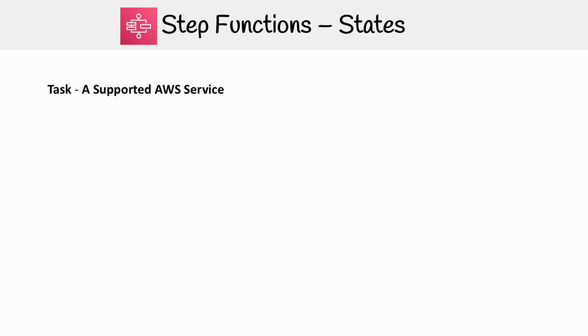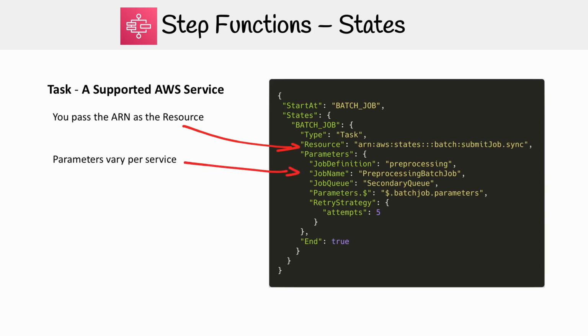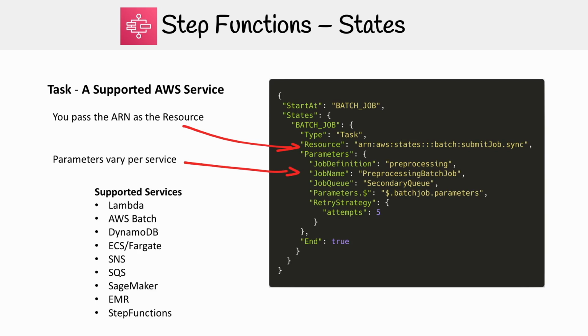Looking at the next case for supported AWS services that we're accessing via the API, here's an example of a batch job. And you are specifying a resource to the service in the form of an ARN. And then you have parameters, and these parameters are specific to the service. So it's going to vary per service. You have to look them up. That's how that one's going to work. And as far as I can tell, these are the supported services. Maybe there's more, but the documentation wasn't super easy to find on this. But I'm thinking Lambda, Batch, DynamoDB, ECS, SNS, SQS, SageMaker, EMR, and even step functions. And I'm sure they'll keep on adding more.